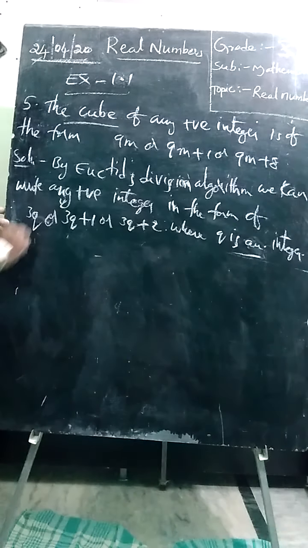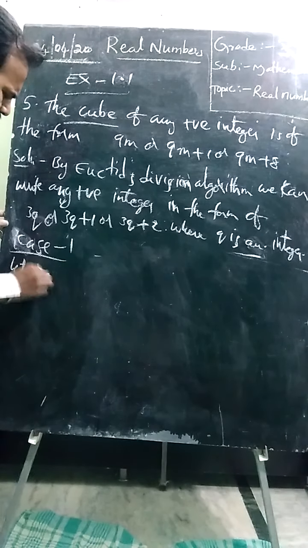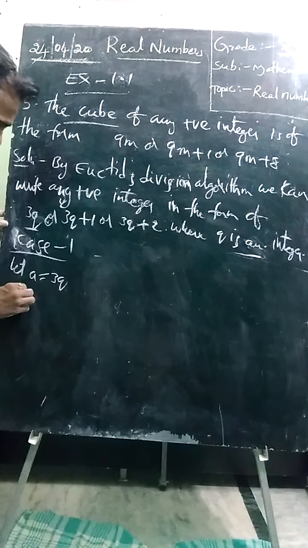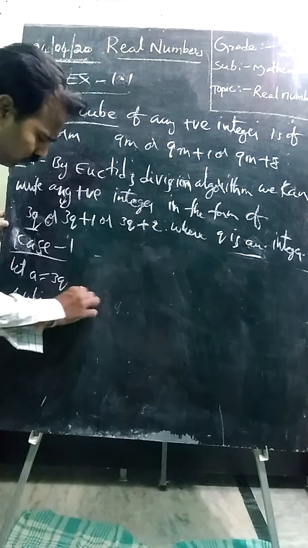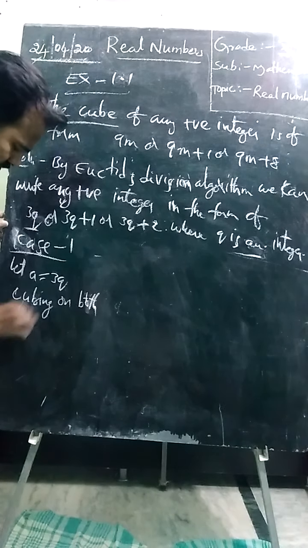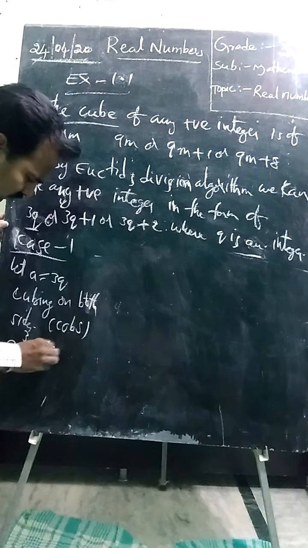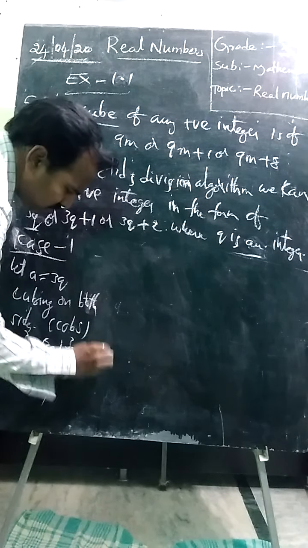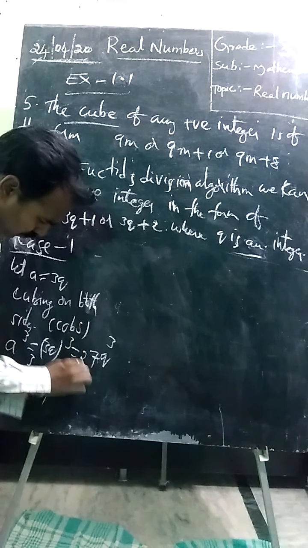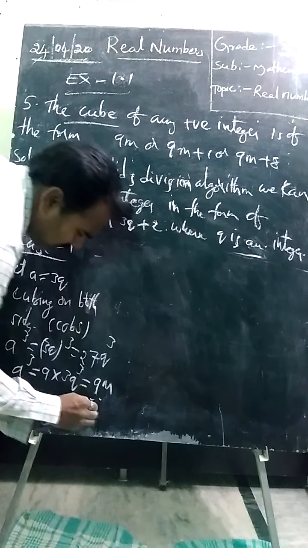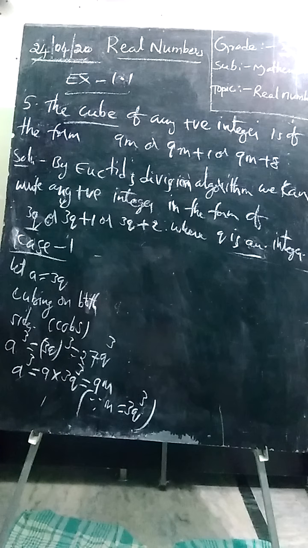So now let us take case 1. Same process, students. Case 1: let us take a is equal to 3q. First case. Here, cubing on both sides. Before it was squaring, now cubing on both sides. Simply we can write cubes also. a cube equals 3q whole cube, that is 27 q to the power of 3. So a cube we can write as 9 into 3q to the power of 3. That is 9m, since m is 3q to the power of 3. So the first form is proved.